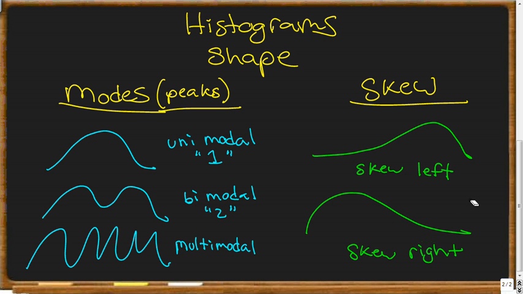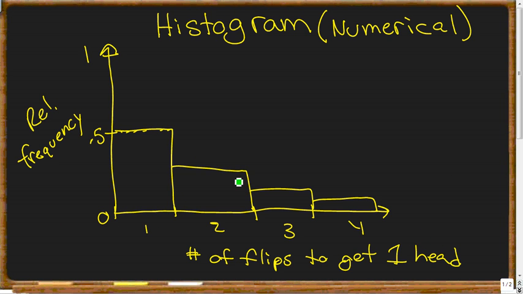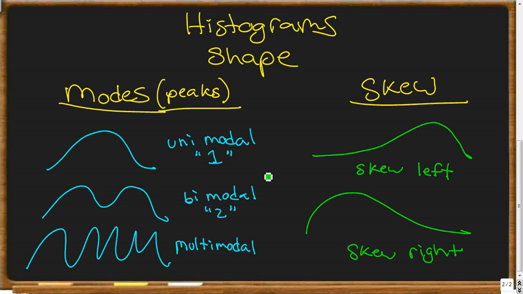So histograms are very important because, again, the order of the numbers matters. And therefore, because the order matters, the shape actually does matter.